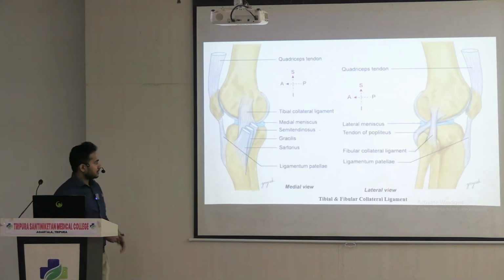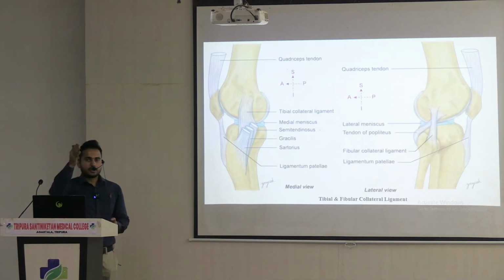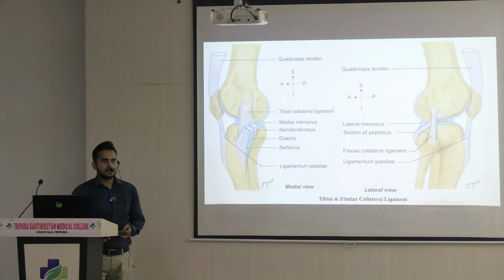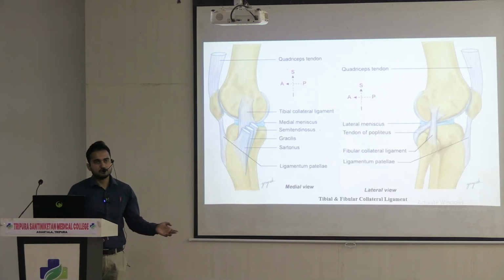Next is the tibial and fibular collateral ligaments. Okay, so I have shown you the collateral ligament. I have mentioned the importance of the collateral ligament in case of hinge joints. Okay. Now here what you have to know is from where to where the collateral ligaments are extending, both laterally and medially.